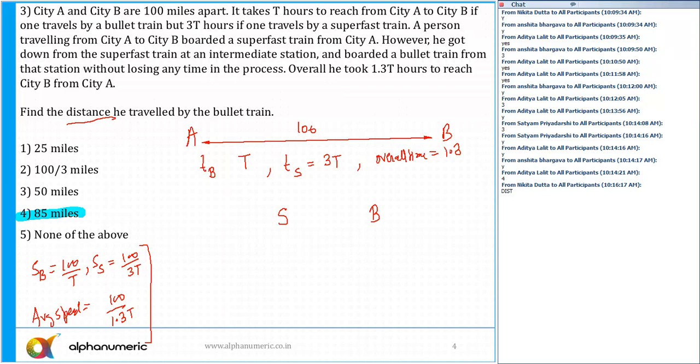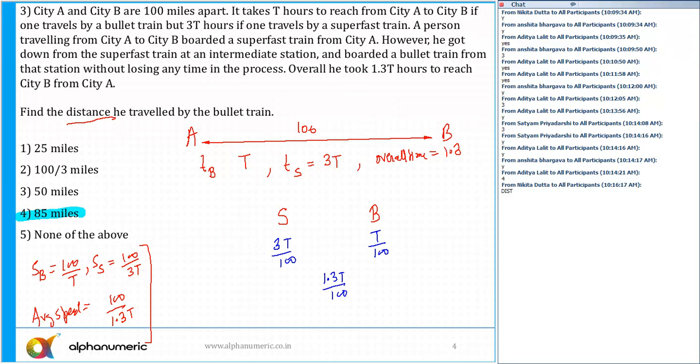So speed of super fast train is 100 by 3T, so the reciprocal is 3T by 100. Bullet train speed is 100 by T, so the reciprocal is T by 100. I can mark it here also, T by 100. And the average speed reciprocal is equal to 1.3T by 100.